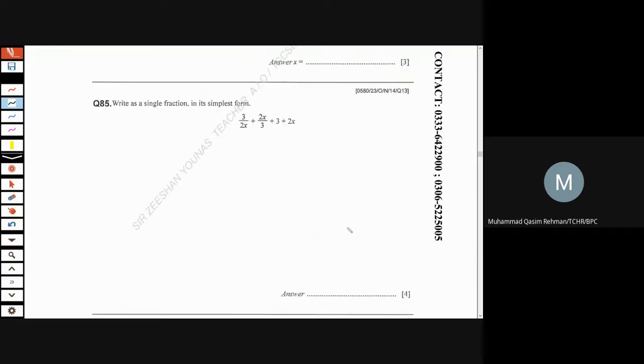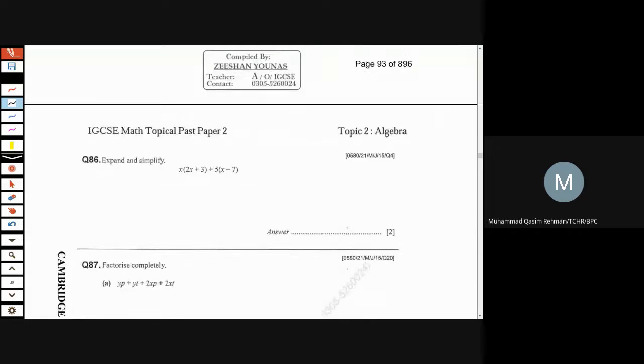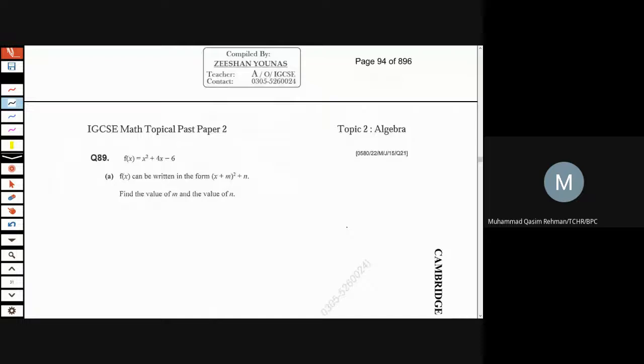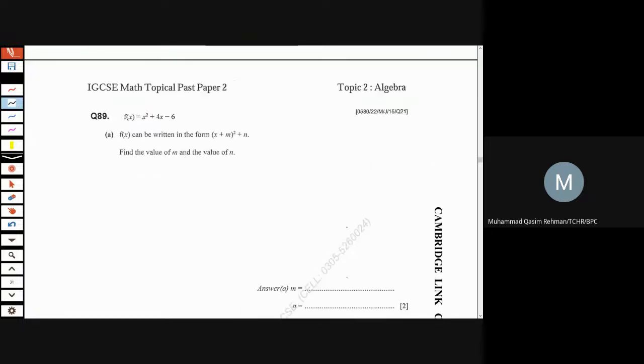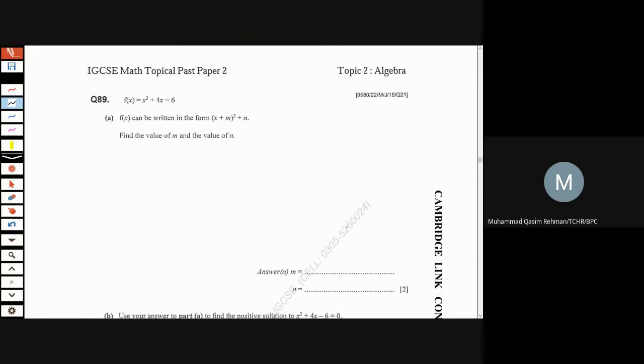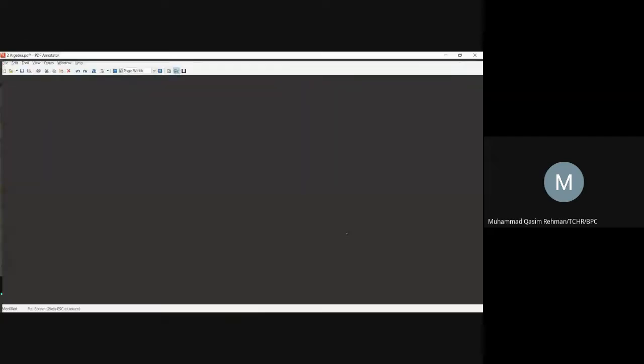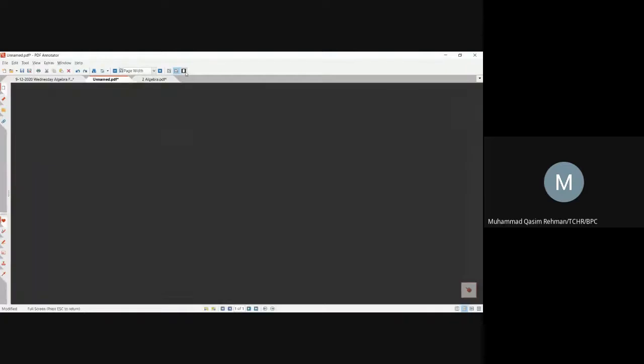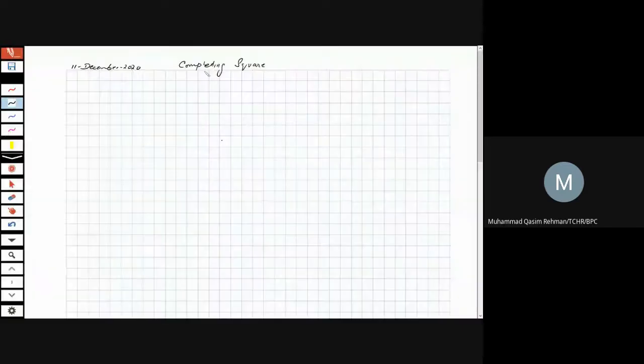All right. Now today we are going to study how we can factorize by using the completing square method. Sir, can you repeat the name of the method, please? Completing square method. Okay, sir. Thank you.